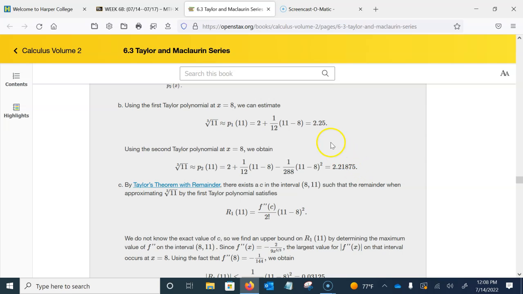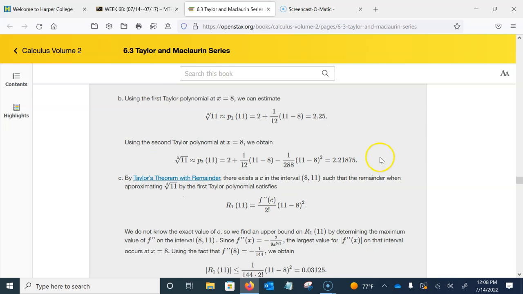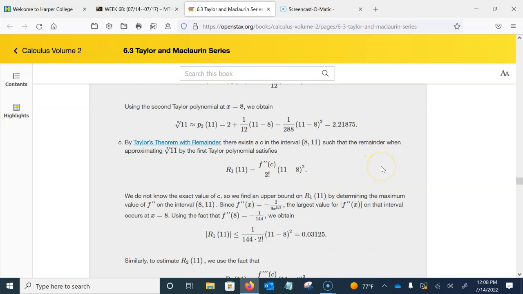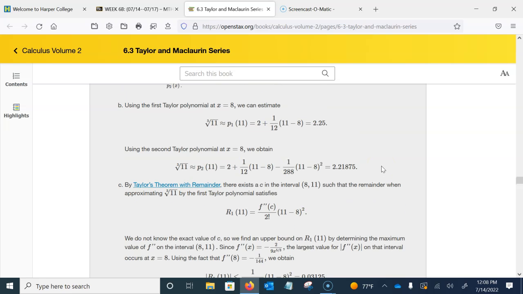And that's what we get here, 2 7/32. Okay. So here's my estimate of the cube root of 11 using a linear approximation, 2.25. That's the first Taylor polynomial. And here's my estimation of the cube root of 11 using a second degree polynomial. That's the second Taylor polynomial. All right, so now we're going to go to finding the third part, which is, what's the maximum error in my first estimate and my second estimate?